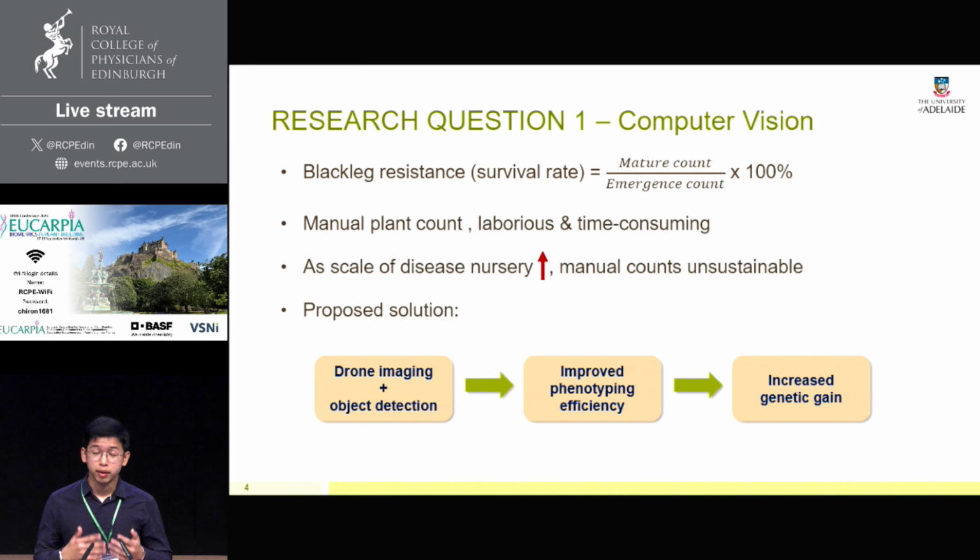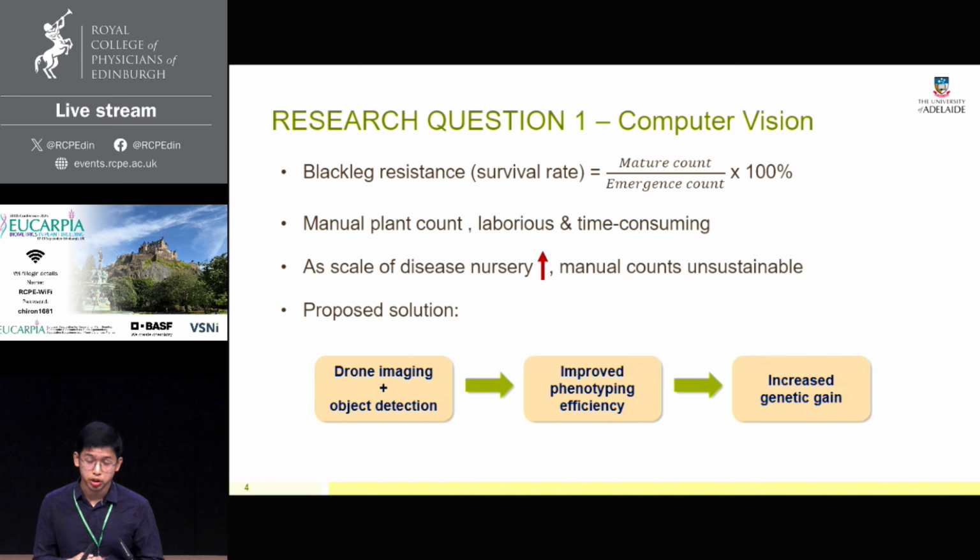Typically in canola breeding programs, blackleg resistance of individual genotypes has been quantified using their survival rate against blackleg disease in a disease nursery that has been infested with high disease pressure. This survival rate is derived by the ratio of the number of plants that survive at maturity against the number of plants that emerge at the start of the season. And this is typically done by manually counting plants in the field, and as you can imagine, it's very laborious and time-consuming. As the scale of disease nurseries continues to expand, manual counts have become the major phenotyping bottleneck.